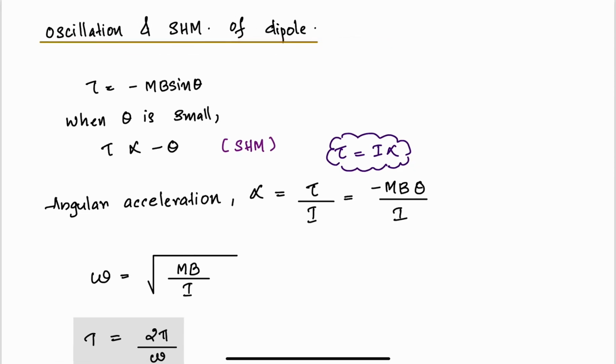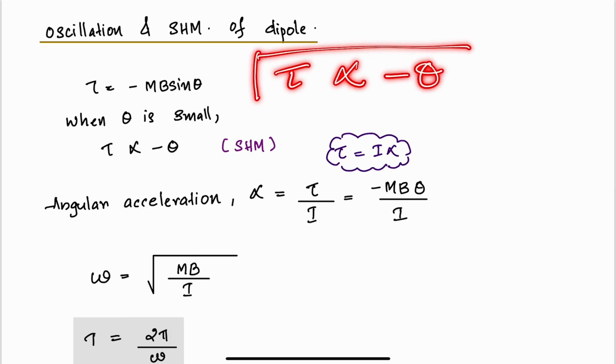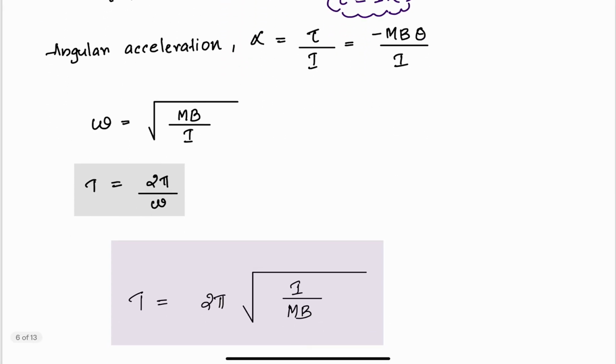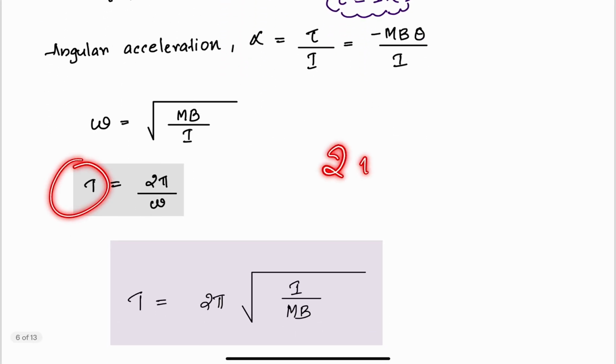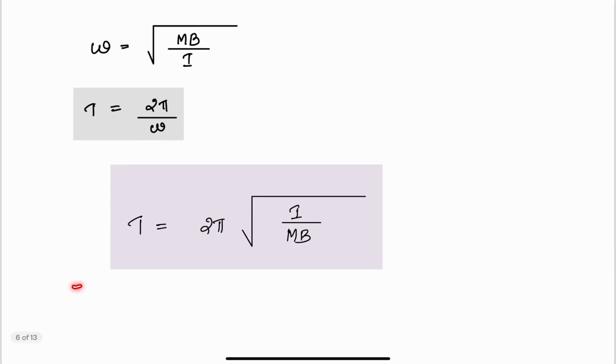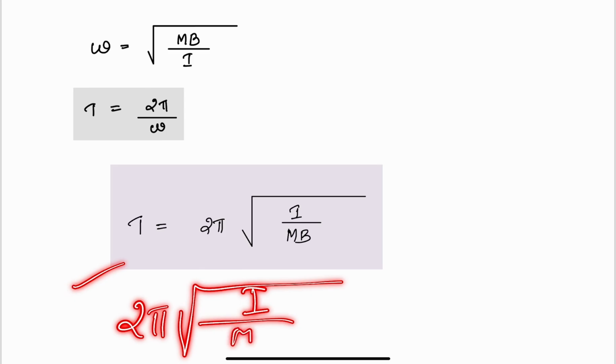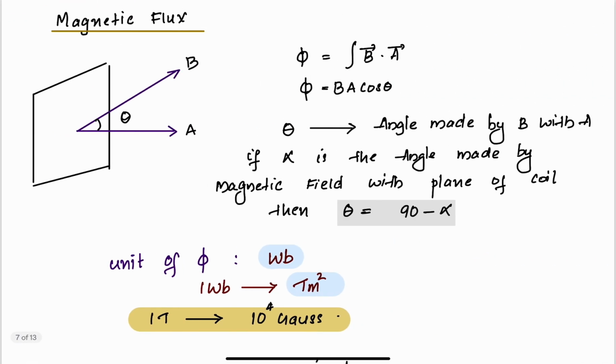Oscillation and SHM: torque proportional to the negative of theta is the condition for SHM. Time period is equal to 2 pi by omega, or it is 2 pi into root of I by mB.